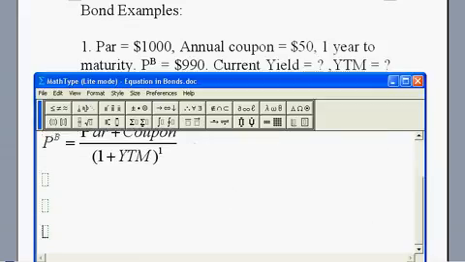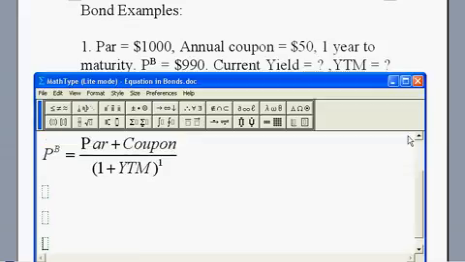Okay, now we have to deal with the yield to maturity, which is a little bit more difficult than the current yield. Here we know the bond price equals the present value of all the future cash flow from this bond. For this bond, the future cash flow is the par plus the coupon, right? And then to make it a present value, we need to divide it by a discount factor. Here it is 1 plus the yield to maturity to the power 1. Why is that? Because it is 1 year to maturity, right?